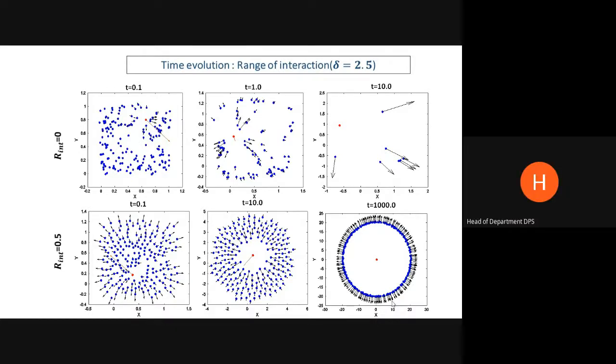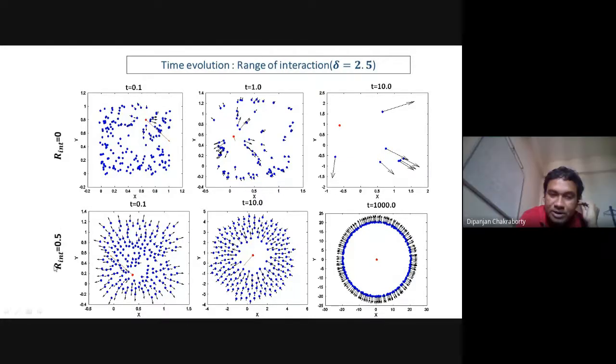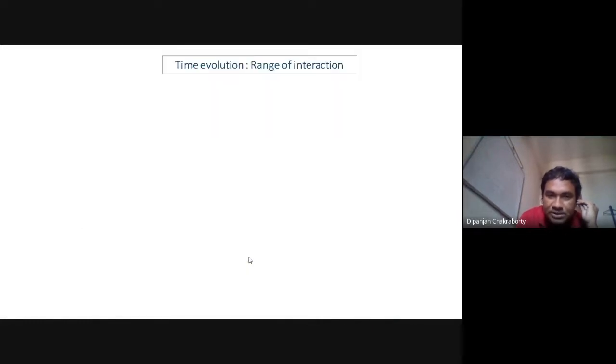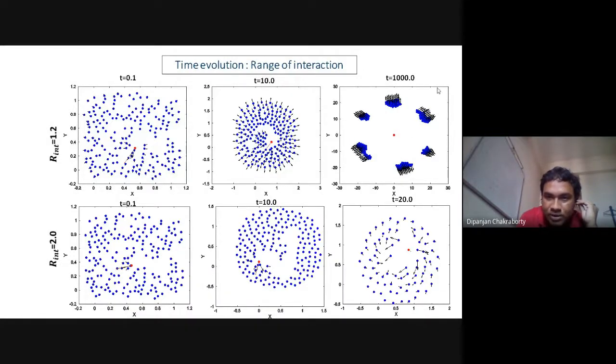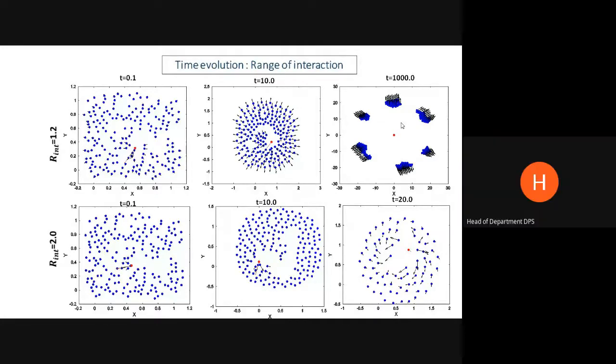So basically, the predators are confused. If the interaction rate is 0.05, then the predators get confused and couldn't catch. Right. As you increase the interaction radius more, there is small subgroup formation. These patterns are all reported in schools of fish.